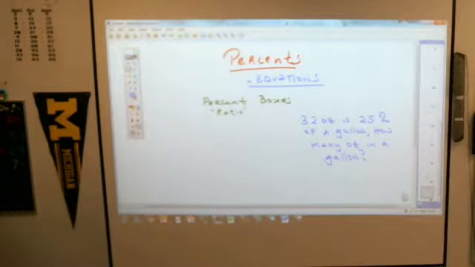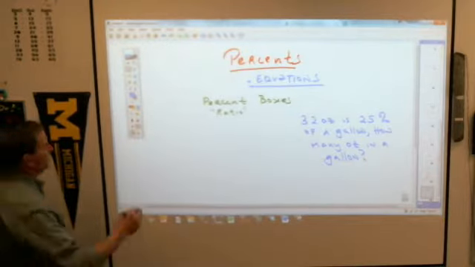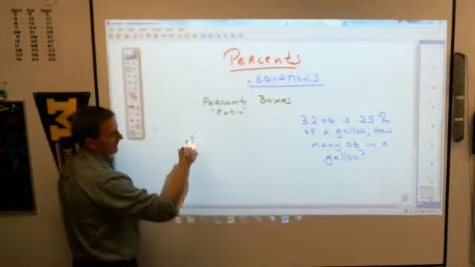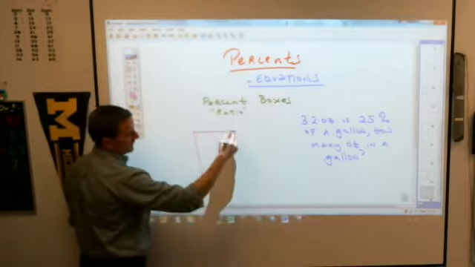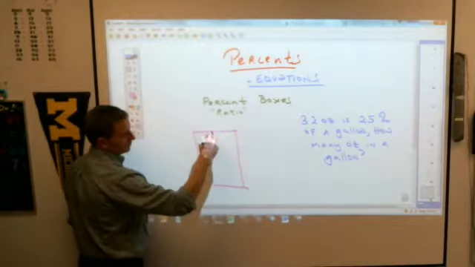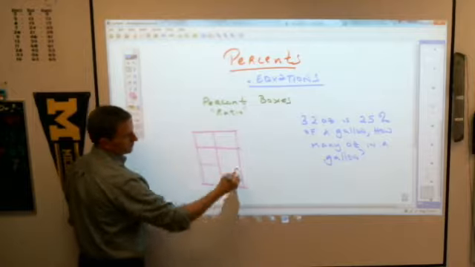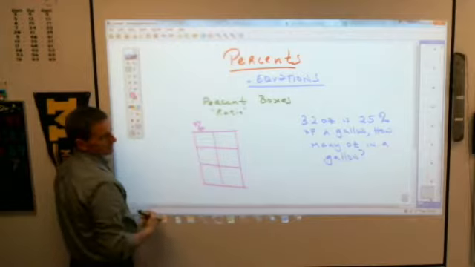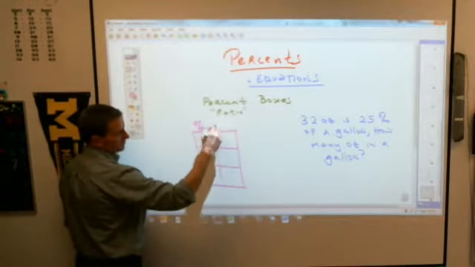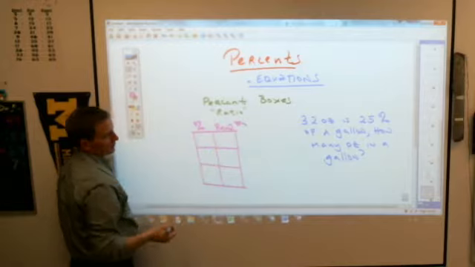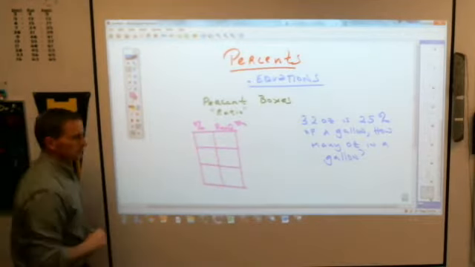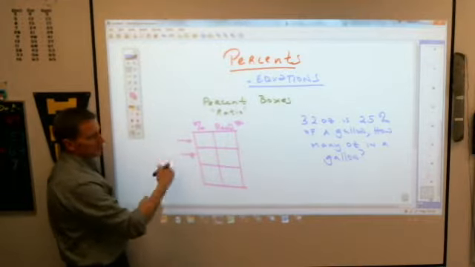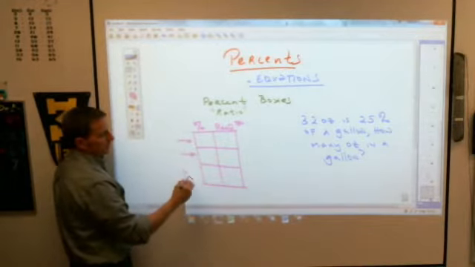So here's what it looks like, children. You are going to draw yourself a handy-dandy little percent box. And this is the way it will always look, or at least for right now. It will have 2 columns, 3 rows. This first column is going to be percent. And the second one is going to be the actual real numbers. The first 2 rows are going to be the 2 percents that you split something into. And the last row is going to be the final percent.